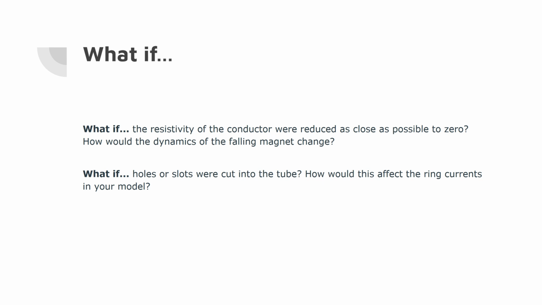And what if holes or slots were cut into the tube? How would this affect the ring current in your model? Cutting holes into the tube would affect the induced ring current that allows for the magnetic force in the system, and the magnetic force would decrease. And if the holes are asymmetric, the magnet may rotate as it falls.